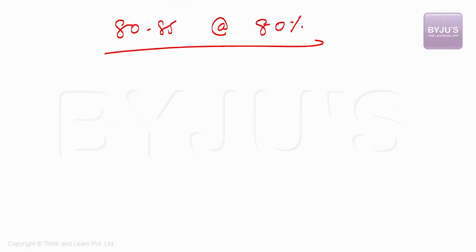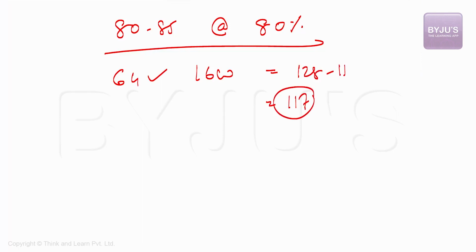What if we are able to attempt 80 to 85 questions at around 80% accuracy? 80% accuracy, I'll show you, is actually possible. In that case, you'll get 64 right and 16 wrong, which will mean 128 minus 11, which will equal 117 marks. So you will have 117 marks if you do that. Correct?